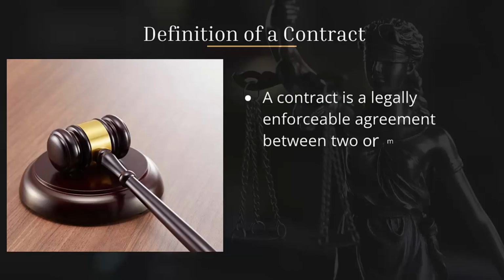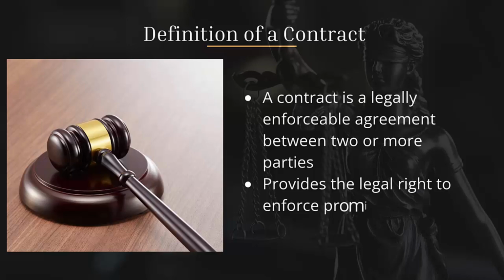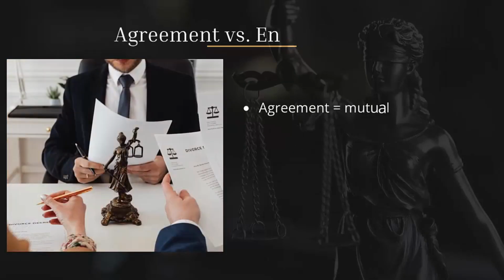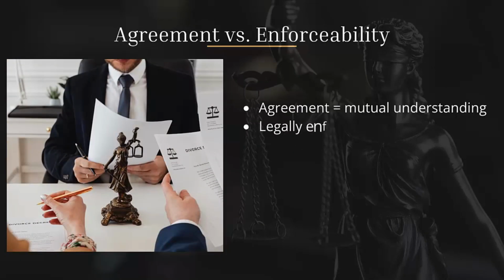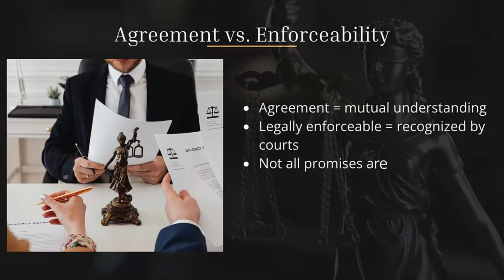Definition of a contract. A contract is a legally enforceable agreement between two or more parties. It provides the legal right to enforce promises in court. Agreement versus enforceability: agreement equals mutual understanding; legally enforceable equals recognized by courts. Not all promises are contracts.